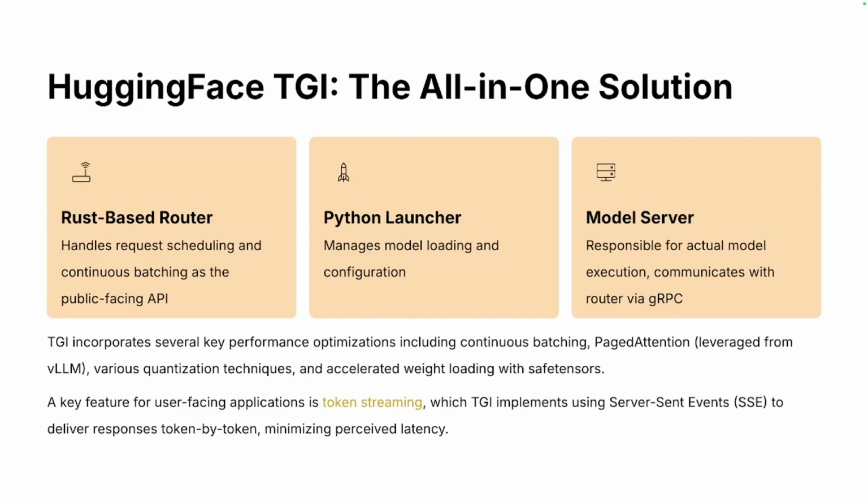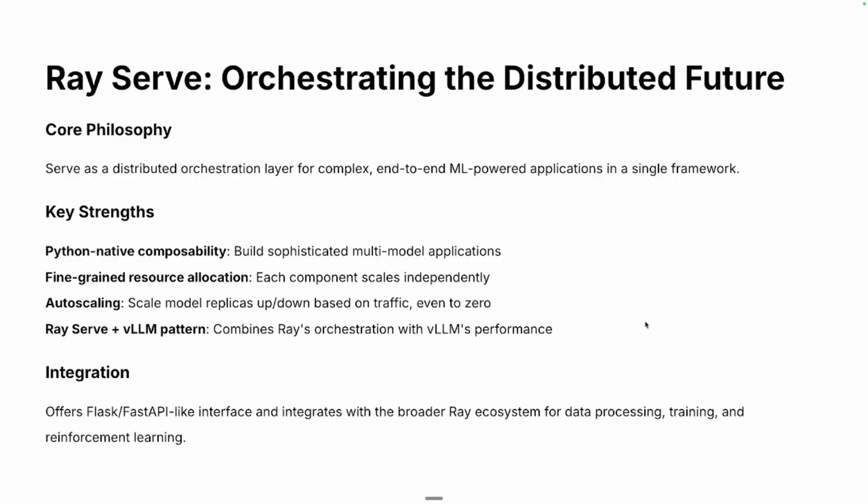Alright, the next framework is RayServe, which is built to be an orchestration layer for complex, scalable machine learning applications. One of its key strengths is Python-native compatibility and composability, which means you can build sophisticated applications that combine multiple models, data processing steps, or business logic, all in a way that feels natural to Python developers. It also supports fine-grained resource allocation, so each component of your app, whether it's a model, a router, or a pre- or post-processing step, can scale independently.